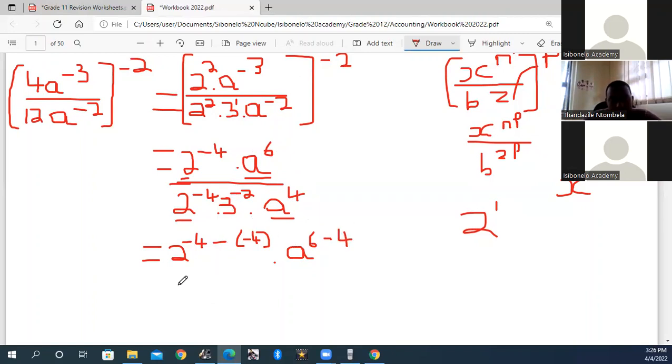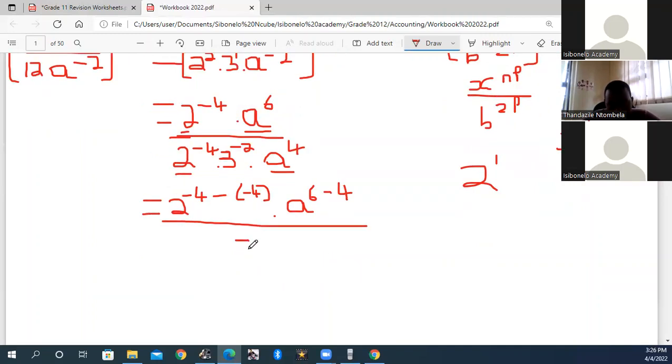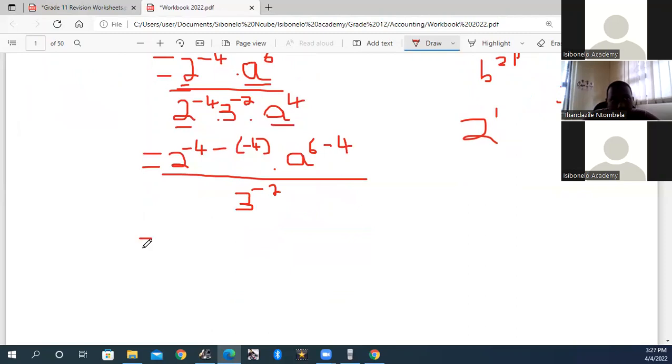And then the 3 exponent 2 does not have the same base as the others, so we bring it back down below as 3 exponent negative 2. So are you still with me? Yes. Okay. So now we go up with the 2 exponent negative 4, and then negative and negative, that is positive. So positive 4 times a to the 6 minus 4, which is 2.